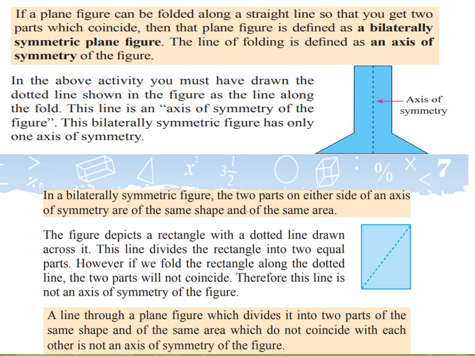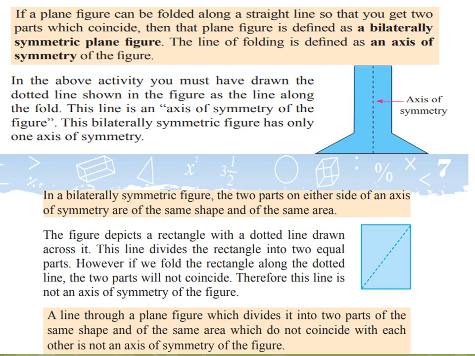The figure depicts a rectangle with a dotted line drawn across it. This line divides the rectangle into two equal parts. However, if we fold the rectangle along the dotted line, the two parts will not coincide. Therefore, this line is not an axis of symmetry of the figure. A line through a plane figure which divides it into two parts of the same shape and of the same area which do not coincide with each other is not an axis of symmetry of the figure.